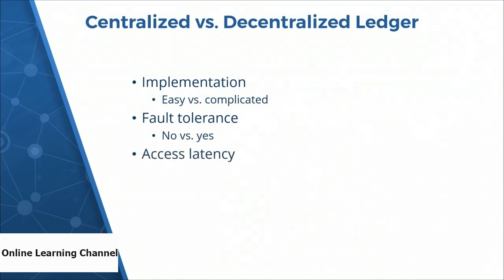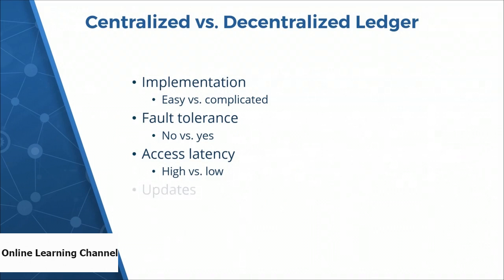And moving along to access latency, if you happen to be located far away from where the centralized ledger is stored, then latency is going to be rather high. When a decentralized ledger is implemented properly, then the multiple copies of the ledger will be geographically dispersed, and anybody needing access to the ledger data only needs to send in a query to the host which is closest to them and has a copy of that ledger.